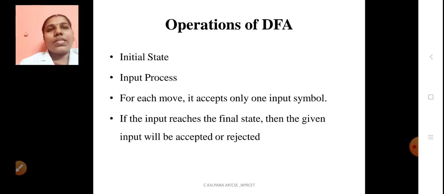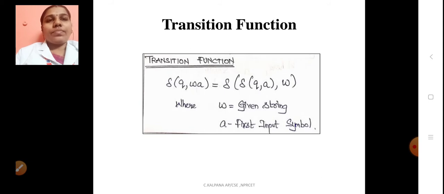And the operations involved in DFA are, it has an initial state and input process. So every problem has an initial state and a final state. It processes only one input at a time. It processes from left to right. If the input reaches the final state, we consider the given input accepted. If the input does not reach the final state, we say the input was rejected.